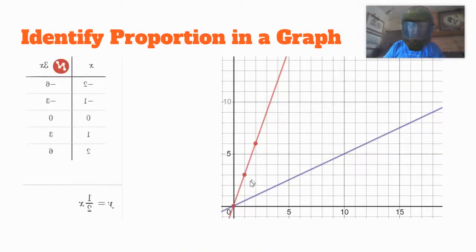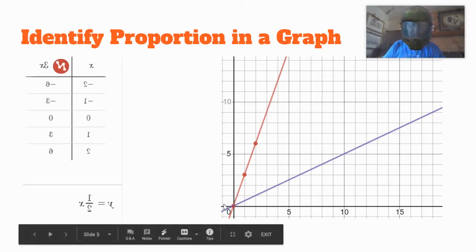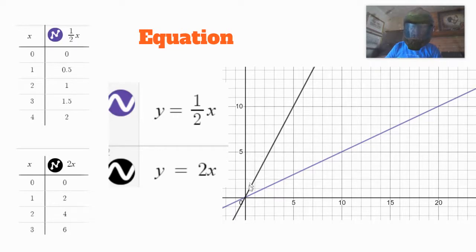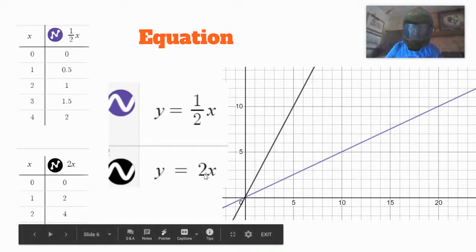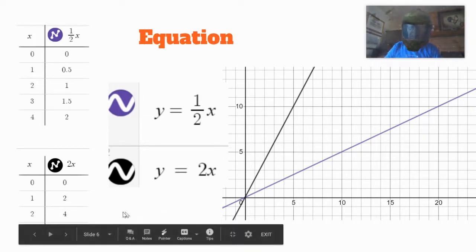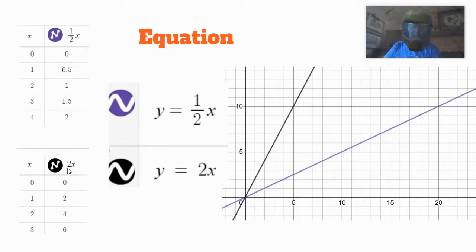Identifying the proportion in a graph is real easy. If the graph goes in a straight line and goes through the origin, then it's proportion. The equation, I find my constant of proportionality and I put it right next to the x. So I have y equals the constant times x. In this purple one, the constant is 1/2, so y equals 1/2 times x. And in the black one, the constant is 2, so y equals 2 times x. That's the equation.